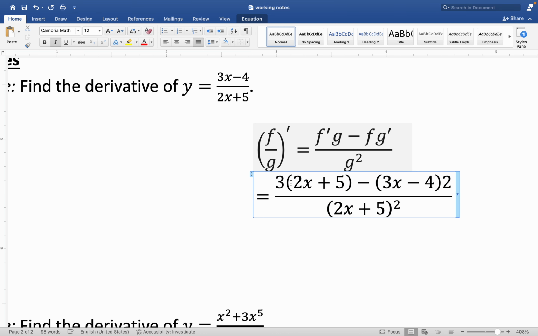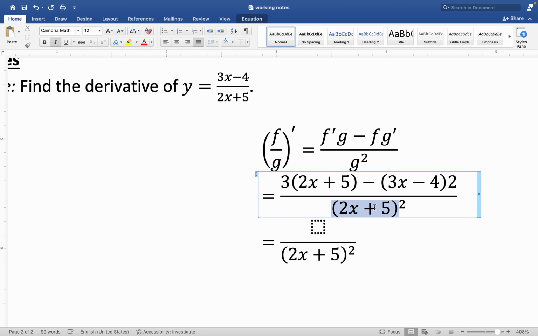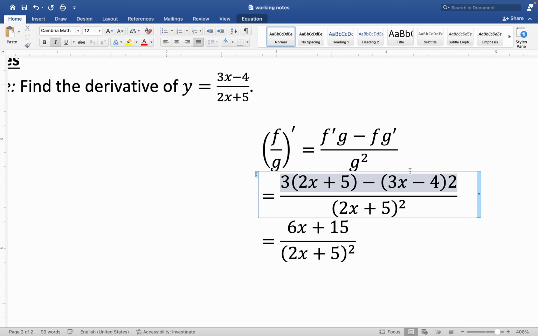You'll notice that you can distribute this 3 here, you can distribute this 2 here, and so on. So let's go ahead and do that, and maybe we'll collect some like terms. So we have 2x plus 5 squared on the bottom. By the way, don't multiply this out. There's really no good reason to. You should just leave it. But distributing the 3 to these two terms here gives you 6x plus 15.